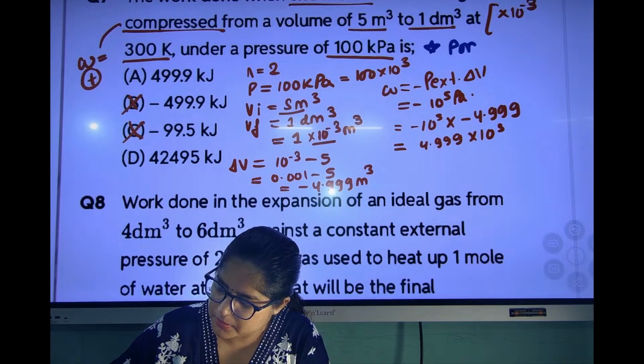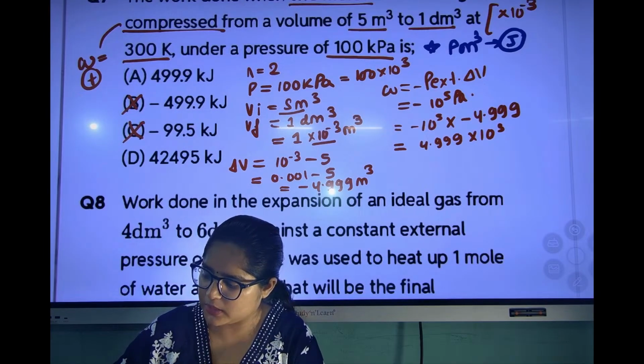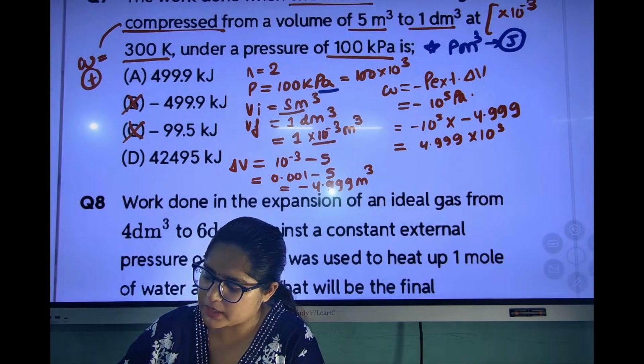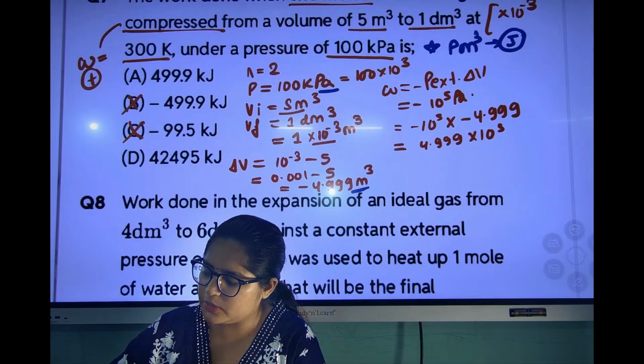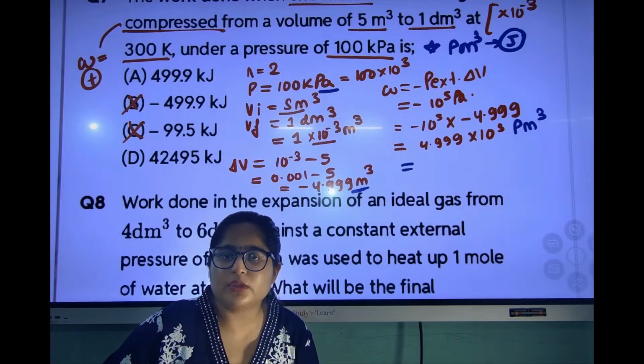Pascal meter cube is nothing but joule. So what is the unit here? Pressure I have taken in Pascal and volume I have taken in meter cube, so the unit is Pascal meter cube. So the answer should come 4.99 into 10 to the power 5 joule.